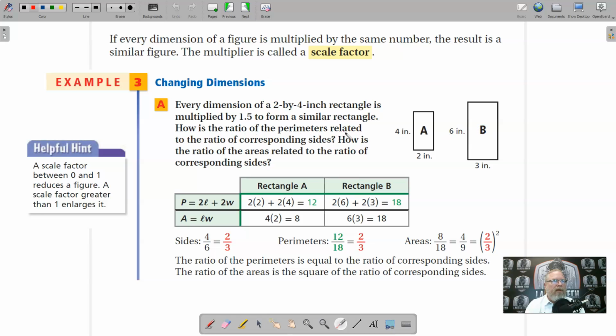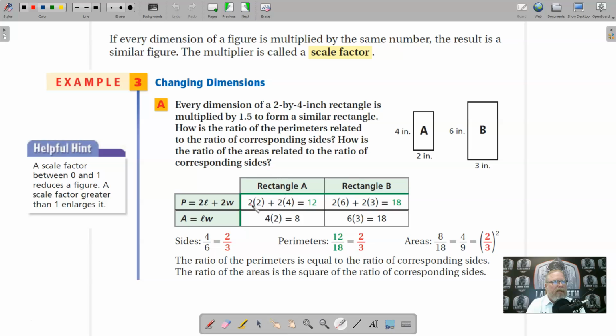How is the ratio of the perimeters related to the ratio of the corresponding sides? And how is the ratio of the areas related to the ratio of the corresponding sides? So let's go ahead and set this table up here. First we have the formula for perimeter. Perimeter equals 2 times the length plus 2 times the width. And area is equal to length times width. So we'll just plug those in.